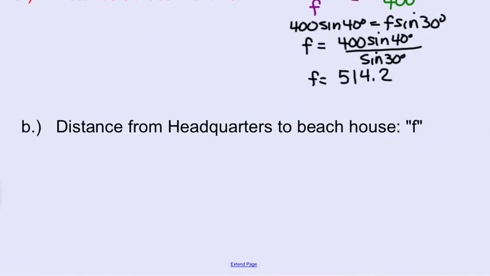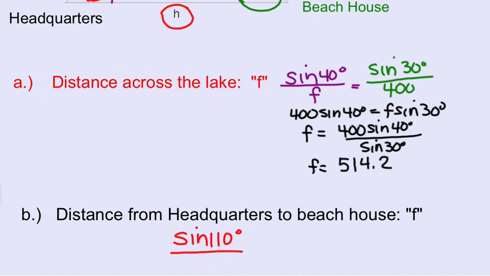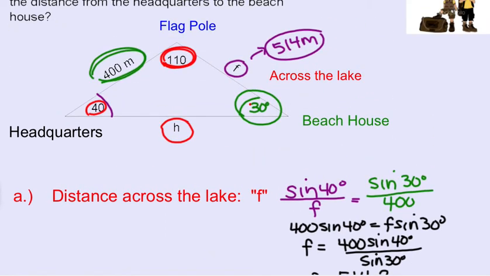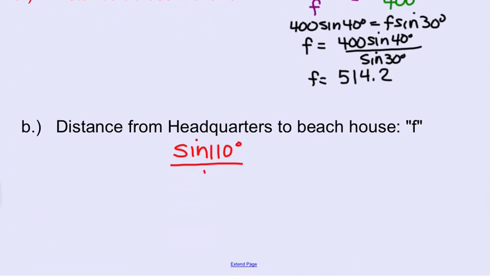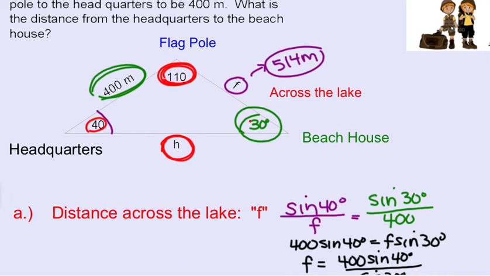So we say the sine of 110 degrees, where I got that, is right here. And then opposite will be H. Equals, and we pick another angle, and its side opposite. So the sine of 30 degrees, and the side is 400.